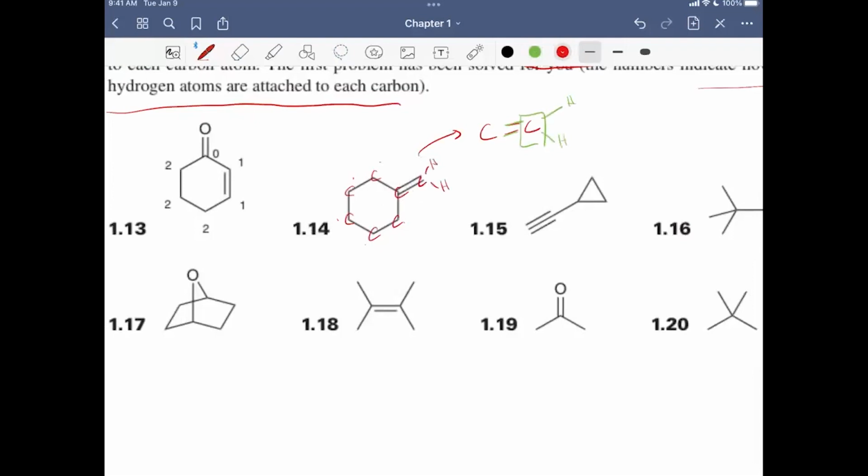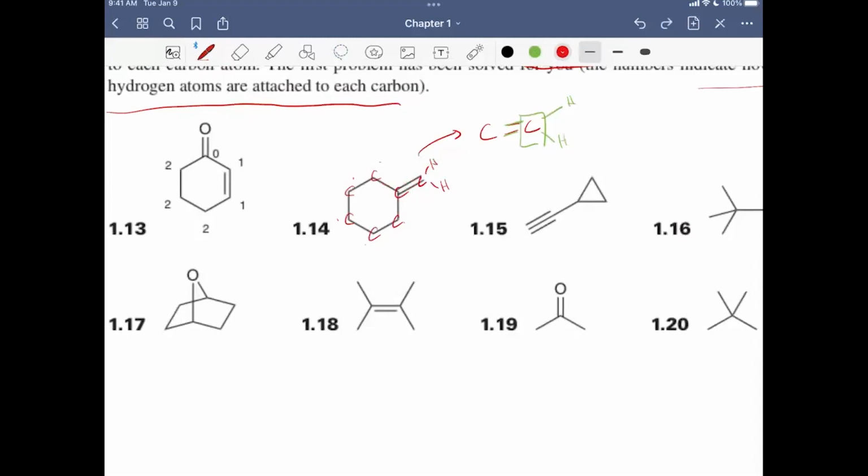Remember, it has to be 4 bonds for each of these carbons because there's no formal charges attached to this compound. So we need to make 4 bonds for each carbon. This carbon right here doesn't need any hydrogens. It already has 4 bonds. It has 1, 2, 3, 4. So no hydrogens for that one.